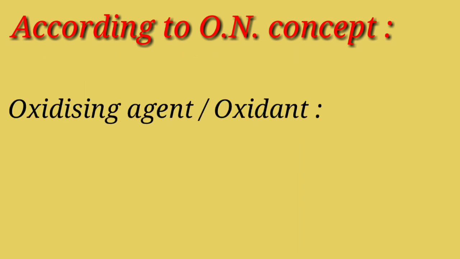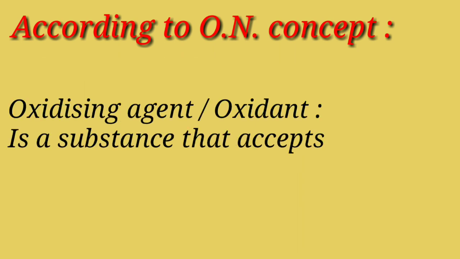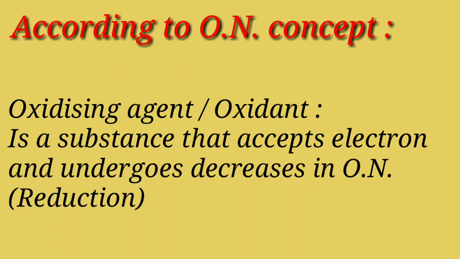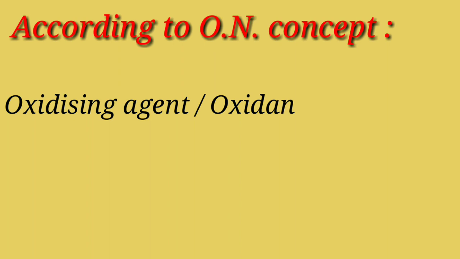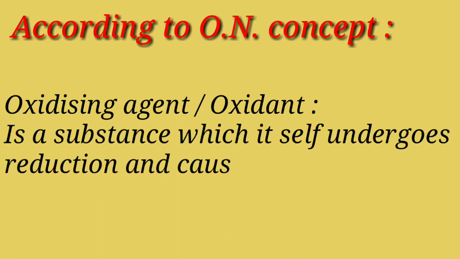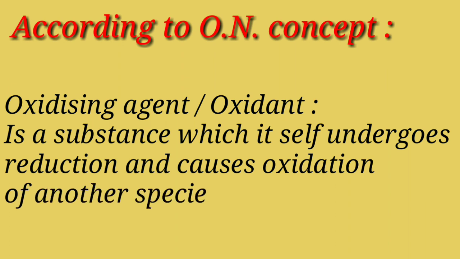Oxidizing agent or oxidant is a substance that accepts electrons and undergoes decrease in oxidation number, that is reduction. Or we can also say that oxidizing agent is a substance which itself undergoes reduction and causes oxidation of another species.